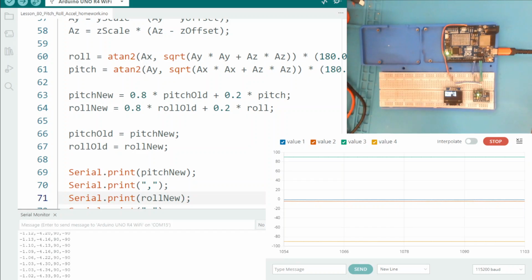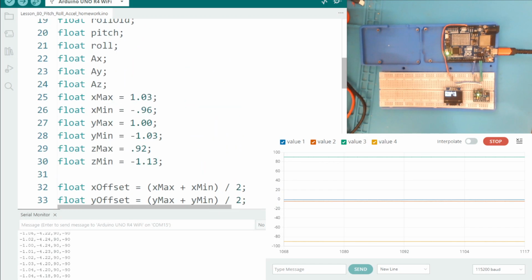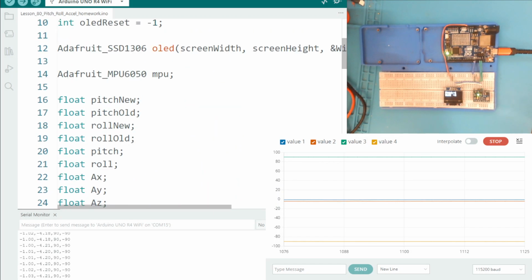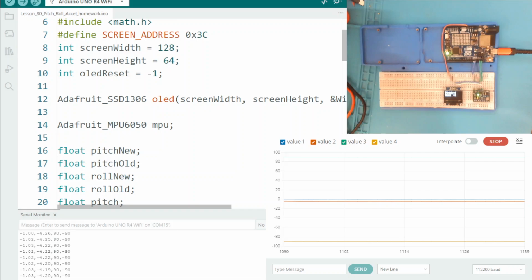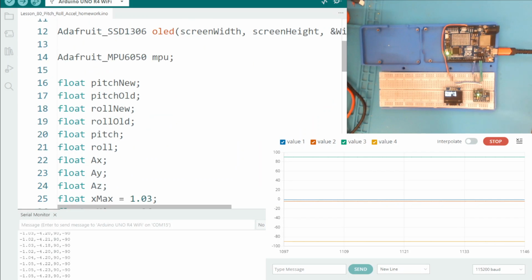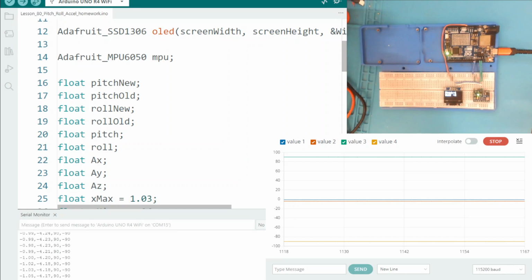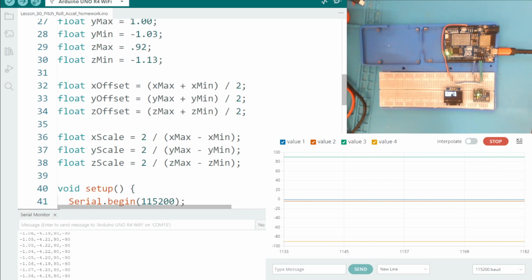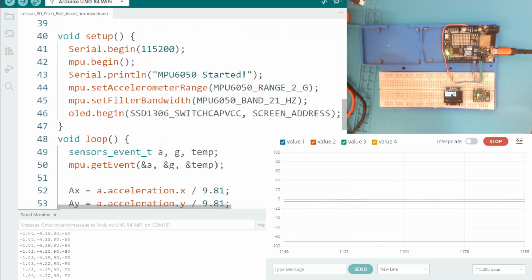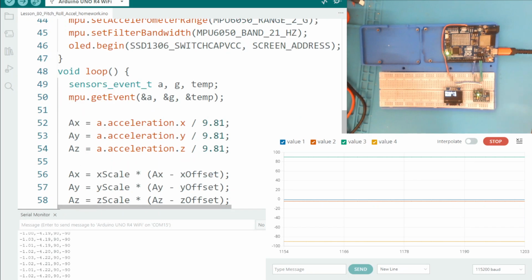Okay, now if we look at this thing, let's look at the software first. Go up here, and we've done the normal stuff up here. I added display because usually it's the first thing I do when I get one of these. And I set the pitch new, pitch old, roll new, roll old, and pitch and roll. Pitch and roll was already there. Okay, we go down here. Here I begin the display.